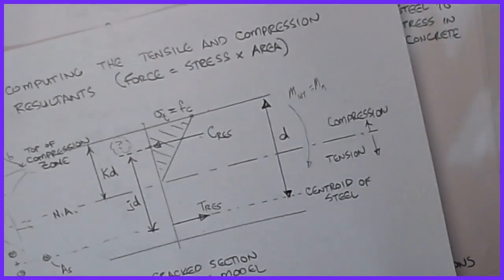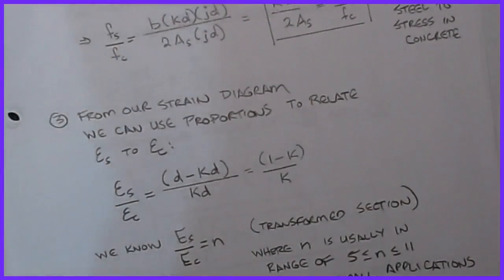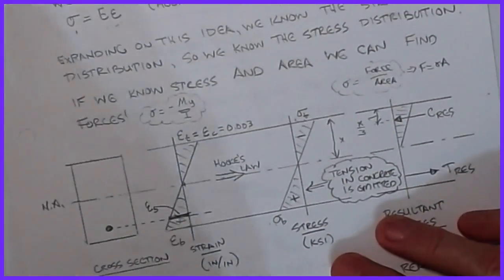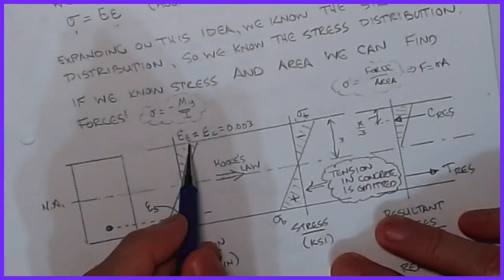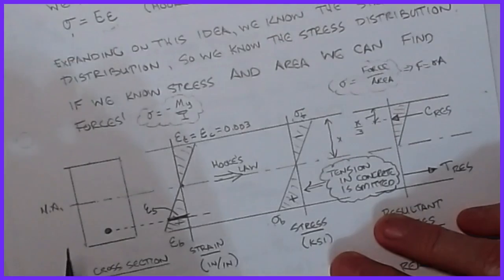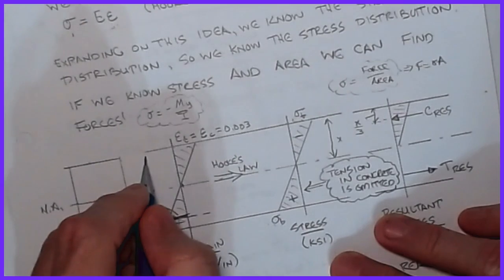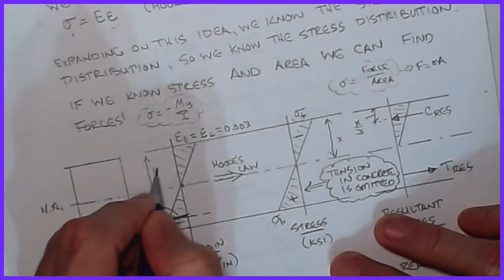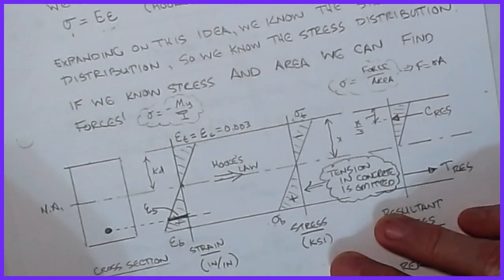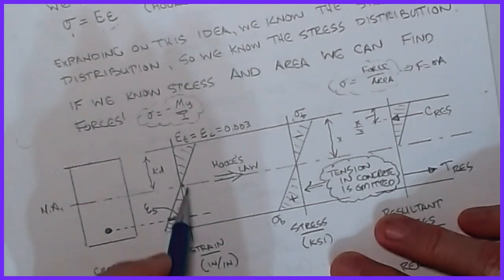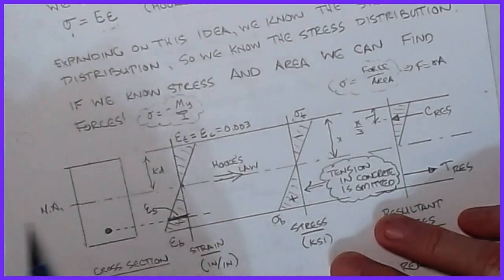our strain diagram. So let me go pull that page up a little bit. Okay. And so if we look at this, a lot of what we do comes into how do I find these strains? Okay. And so we're going to take our epsilon CU, which is this top value. We just defined this guy as KD, right? That it was the distance from the top to the neutral axis, and the neutral axis is the same at both the stress and the strain block.